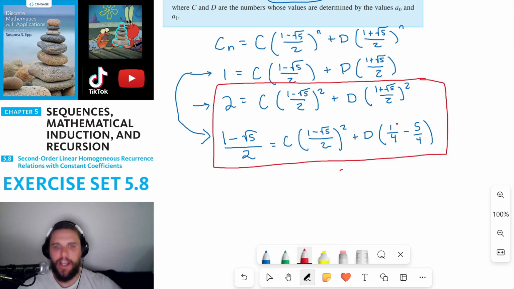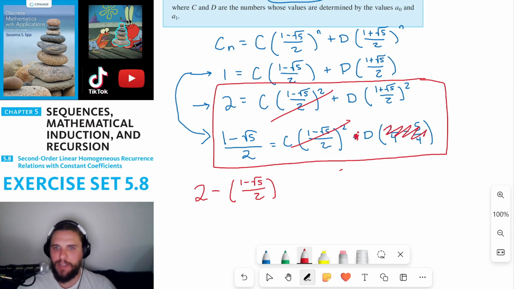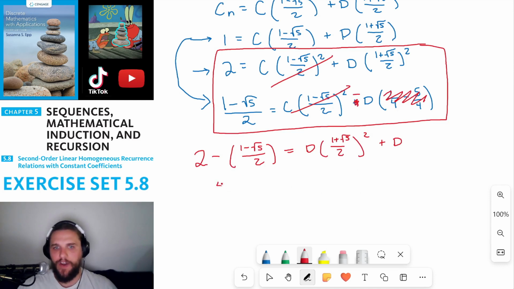The next thing we're going to do is we're going to subtract these two equations by taking the first equation and subtracting the second equation. So the left-hand side is going to be 2 minus 1 minus root 5 over 2. And then these two will just cancel because they're the same. And then 1/4 minus 5/4 is just negative 1. So we can just fix that to be a minus symbol. And subtracting a negative is really a positive. So this equals d times 1 plus root 5 over 2 squared and then plus d. Now we can simplify the left-hand side as 4 over 2 minus 1 minus root 5 over 2 equals d times, now we can square this and factor out a d.